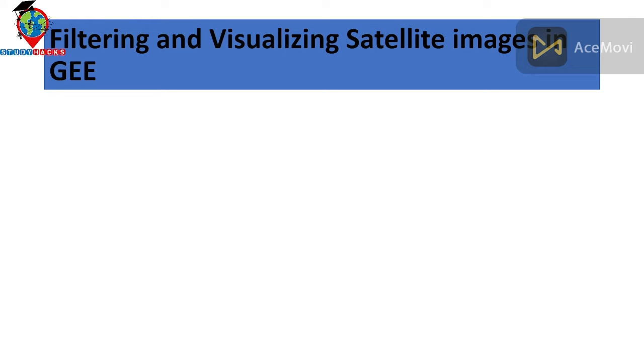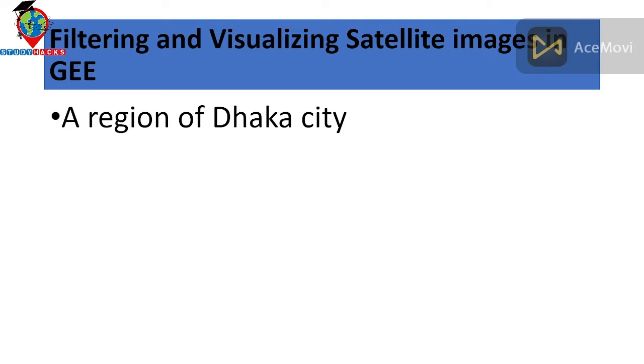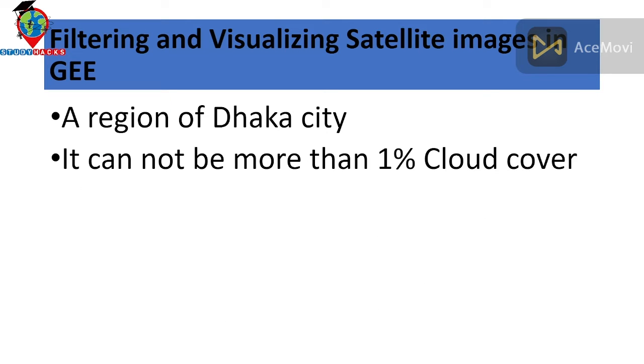So first of all, filtering and visualizing satellite images in Google Earth Engine. In the previous class we talked about Landsat imagery, how we can filter and visualize using Google Earth Engine. In today's session I will discuss Sentinel-2 satellite imagery, how we can filter and visualize it. This time we will also use the same filtering approach. First of all, we filter using our region of interest. Suppose I need the Sentinel-2 satellite image for Dhaka city, and then we filter the specific image metadata.